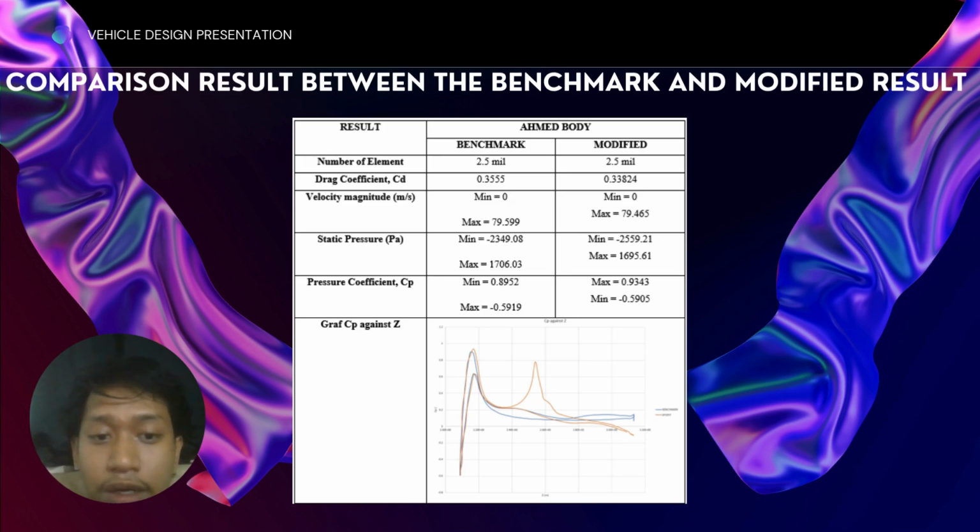And the CP also, but in the CP, the modified result has a higher pressure coefficient than the benchmark one, which is 0.9343 for the maximum, and negative 0.5905 for the minimum. So this is the graph of the benchmark and the modified Ahmed body, the graph of pressure coefficient versus Z, which is the position.